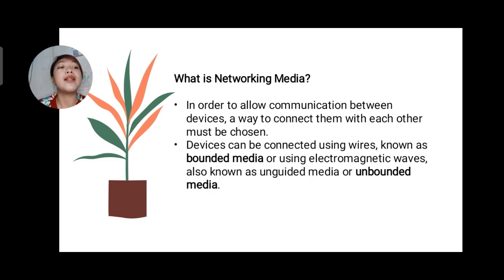Or devices can be connected using electromagnetic waves, also known as unguided media or unbounded media. Unbounded media consists of means such as air and space for the data signals to travel. However, there is nothing to guide them along a specific path. Unlike in wires, the data signals are not bound to cabling media. They are electromagnetic waves in the form of radio, microwaves, and others.